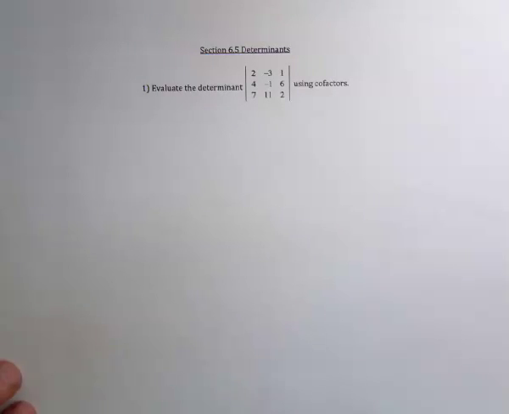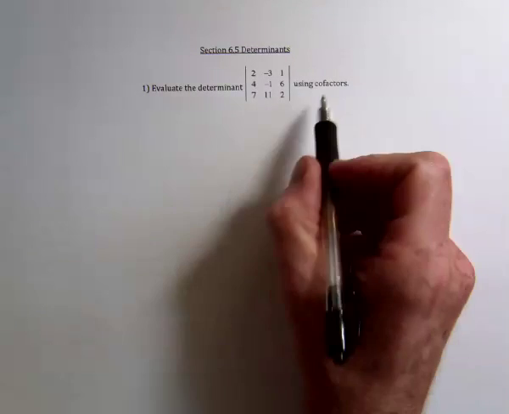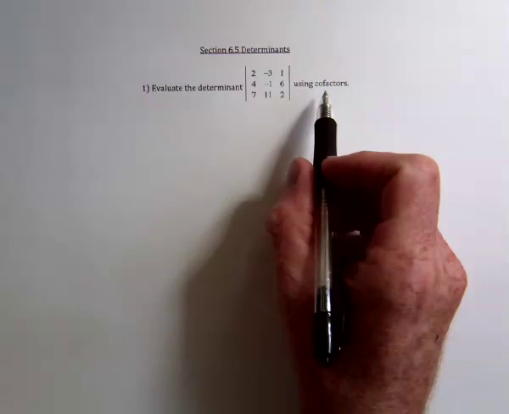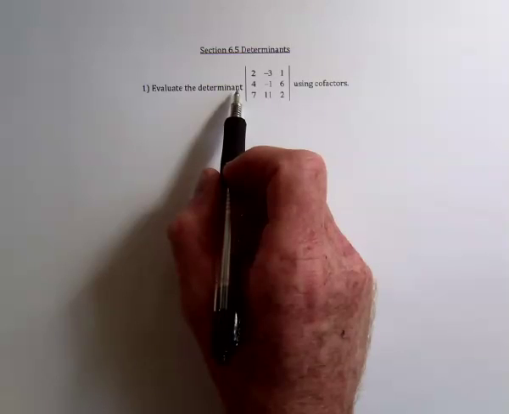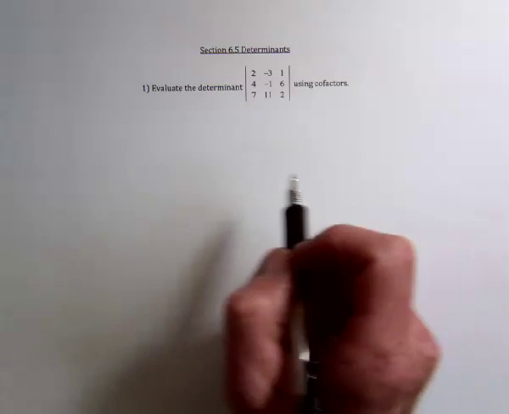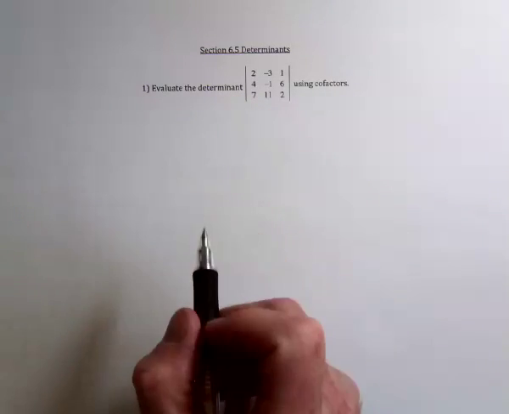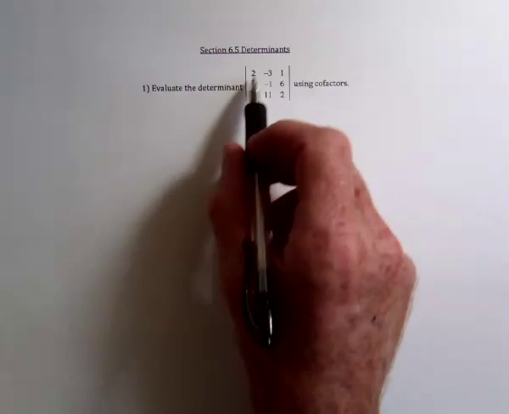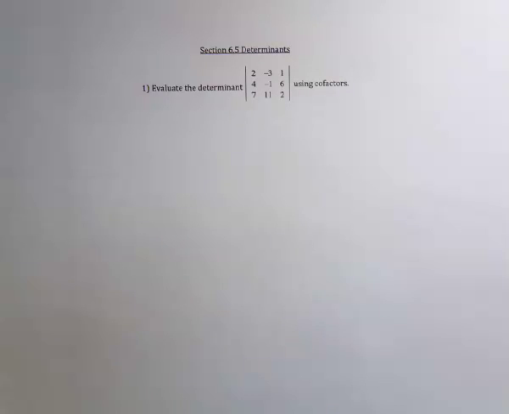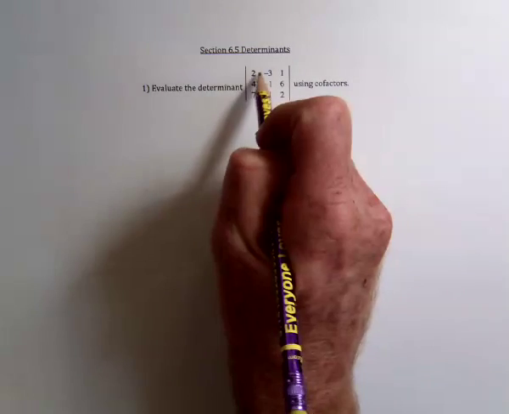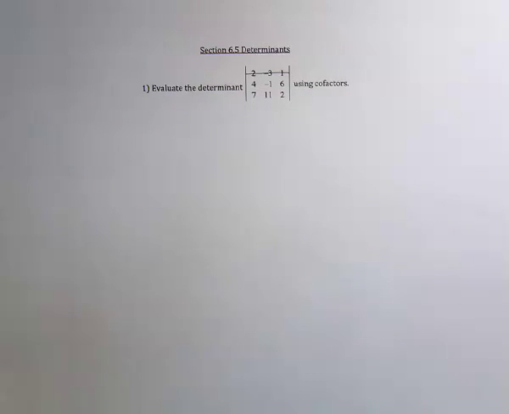For this 3 by 3 determinant, we're going to be using cofactors to evaluate the determinant. So the determinant is a single number that we get from multiplying, adding, and subtracting arrangements of these numbers in here. To do it by cofactors means that you pick a row, or you can pick a column. I'm just going to keep it simple and use the top row.